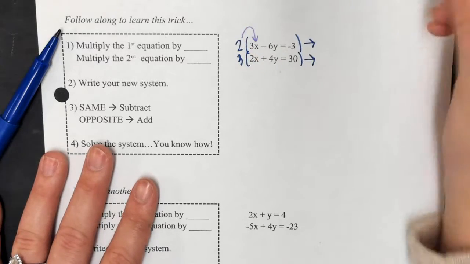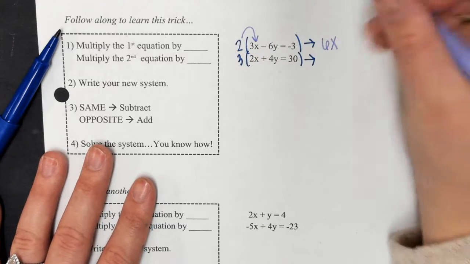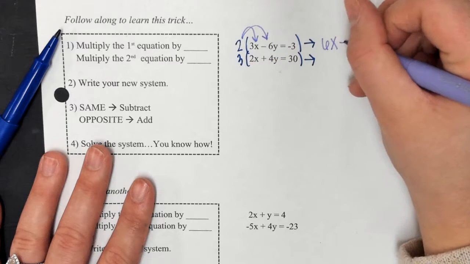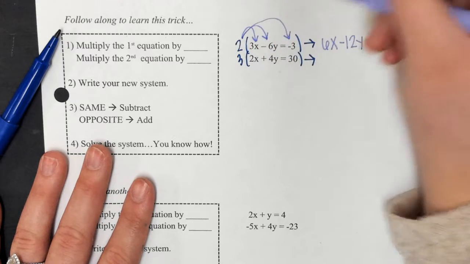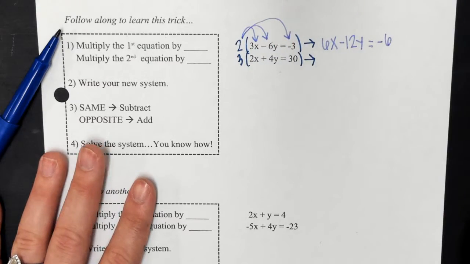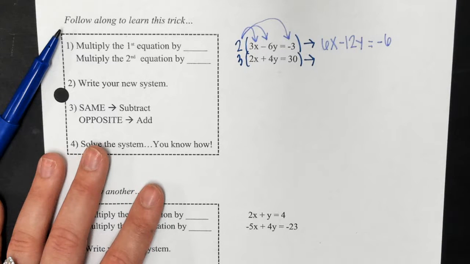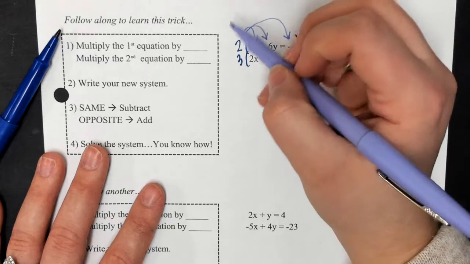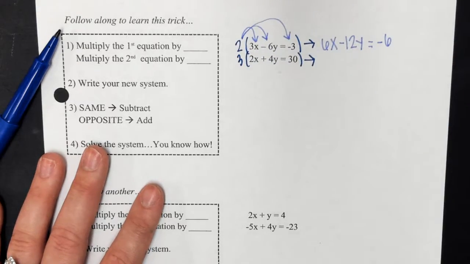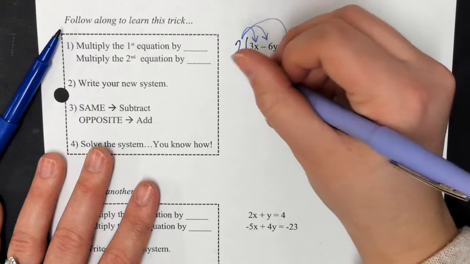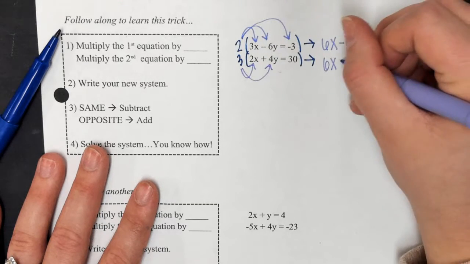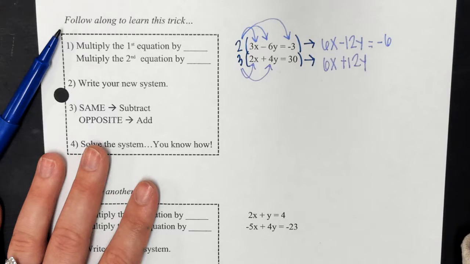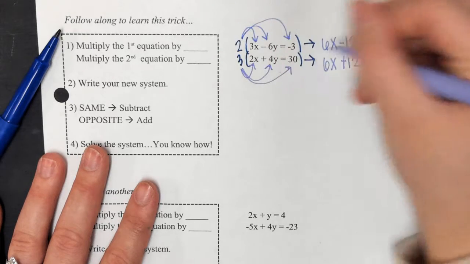2 times 3? 6. 2 times negative 6, negative 12y. 2 times negative 3 is equal to negative 6. Okay, we just distributed 2 to everything in the first equation. Let's do the bottom equation. 3 times 2 is 6. 3 times 4 is 12y. 3 times 30 is 90.